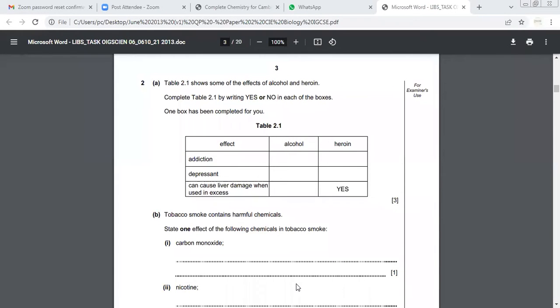Okay, now another question related to the topic drugs. Question number 2A, table 2.1 shows the effect of alcohol and heroin. Complete table 2.1 by writing yes or no in each of the boxes. One box has been completed for you. Effect alcohol, heroin. Addiction, yes. Depressant, yes, alcohol is a depressant and heroin is also a depressant. Can cause liver damage when used in excess, yes, definitely.